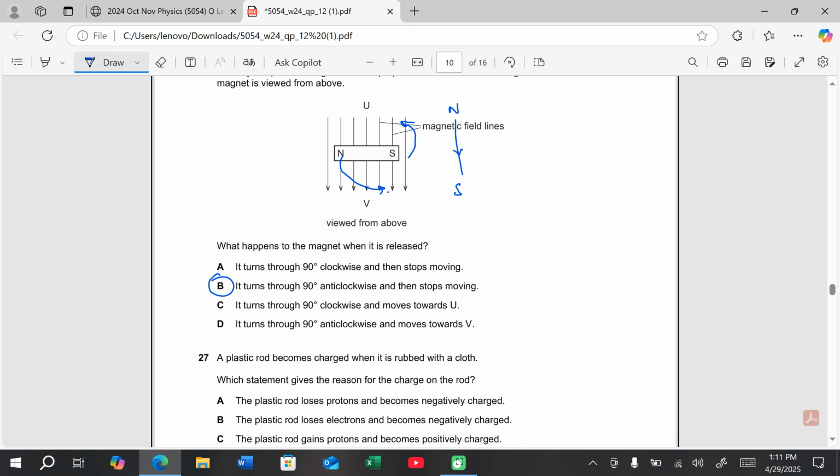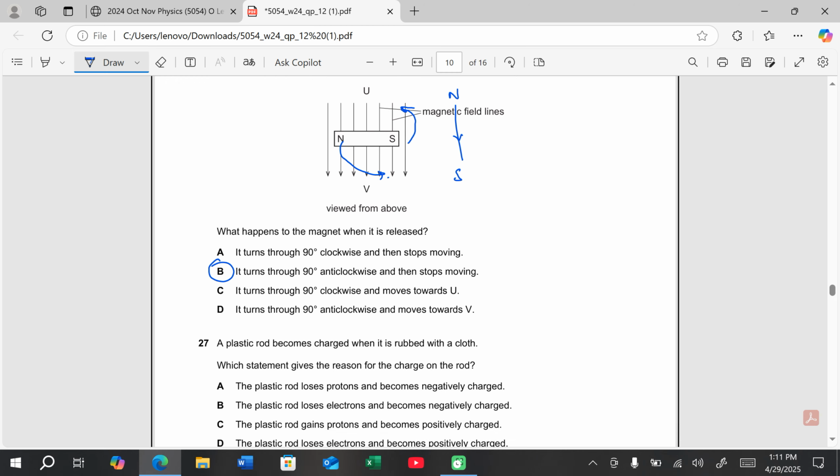In magnetic properties, opposite poles attract each other, so this north has to attract this south, while this north has to be attracted by this south. So it moves here, it moves here, so that is anti-clockwise, and that's 90 degrees because it has to be like this, south and north. Let's move on to question number 27.